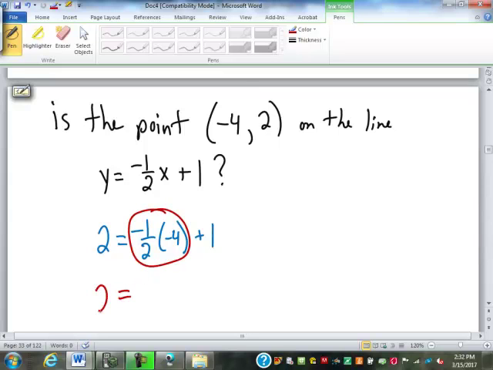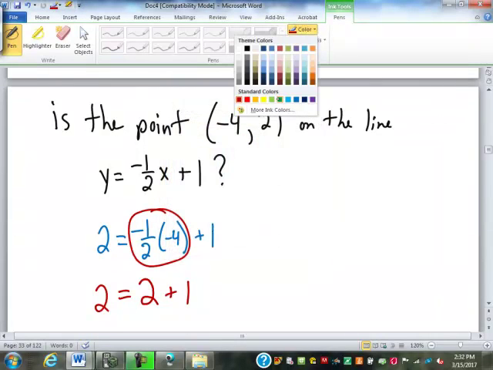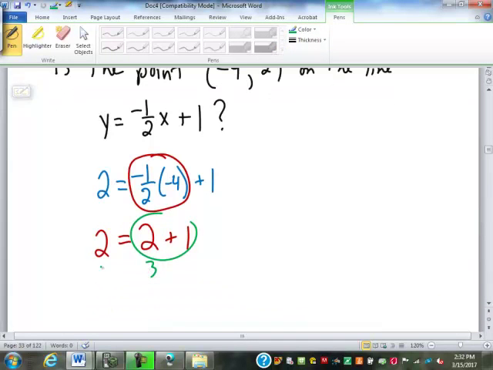Perfect. Negative 1/2 times negative 4 is positive 2. Then what? We add 2 plus 1 and we get 3. So 2 equals 3. 2 does not equal 3, so that point is not on the line.